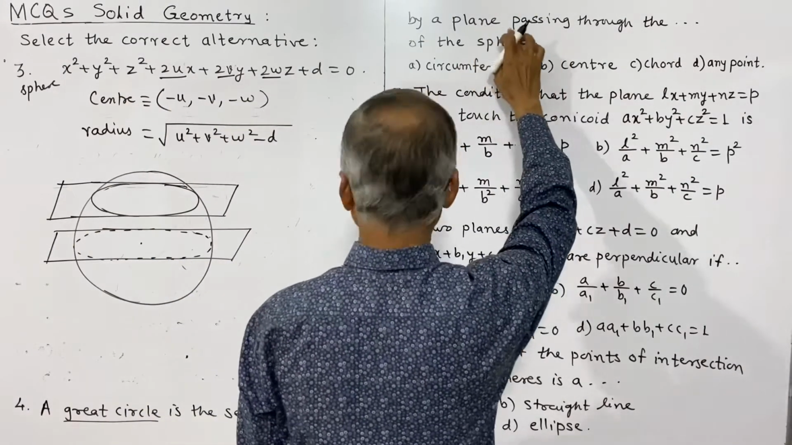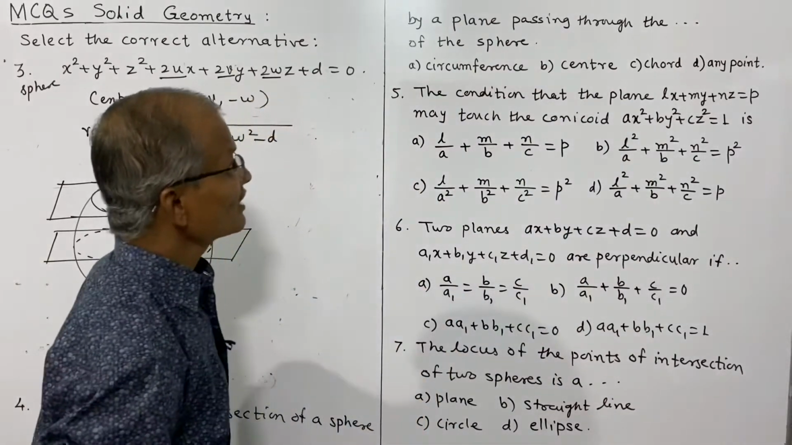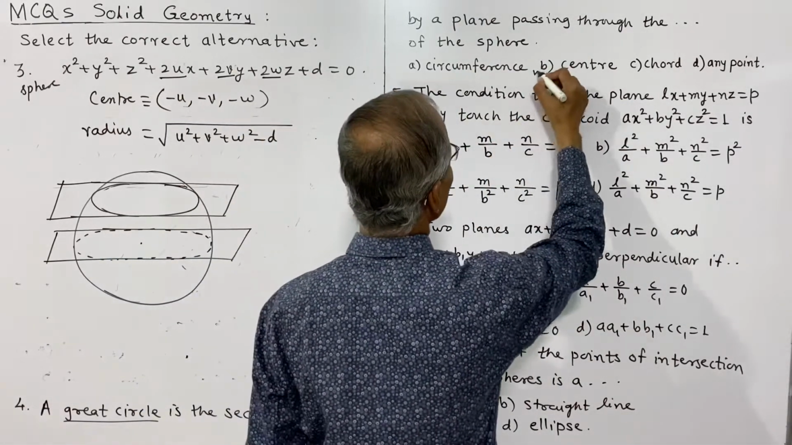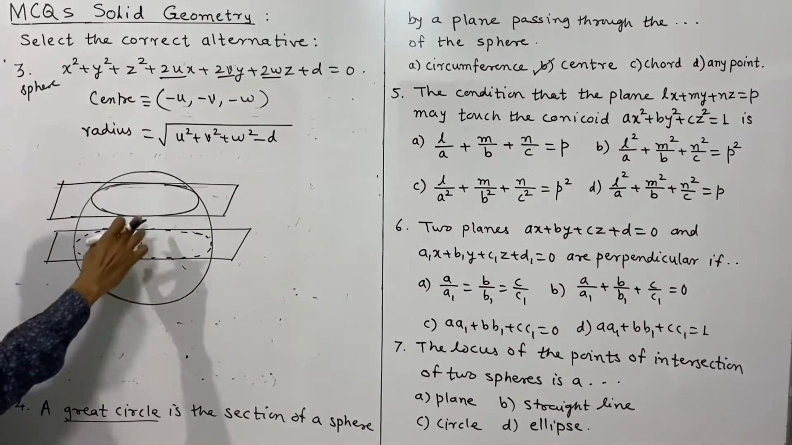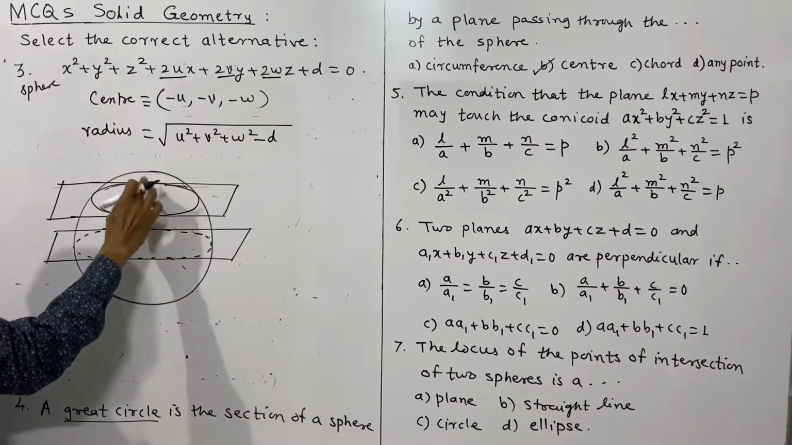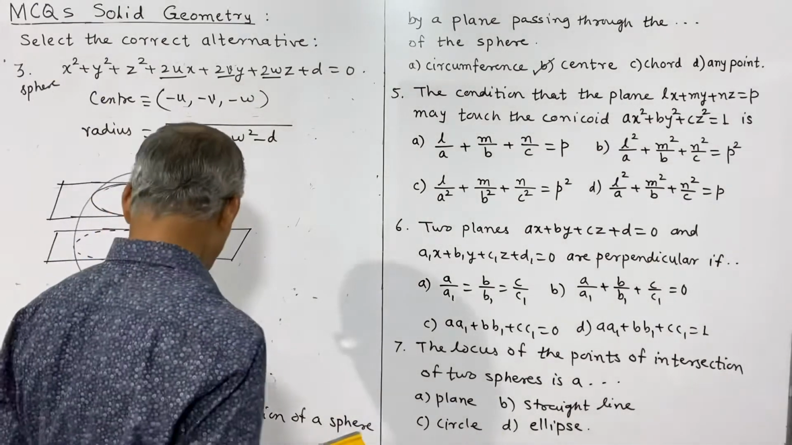So the section of sphere by a plane passing through the center of the sphere is a great circle. So this circle is the biggest circle, and if you go upward or downward, we will get smaller circles. So that is the meaning of great circle.